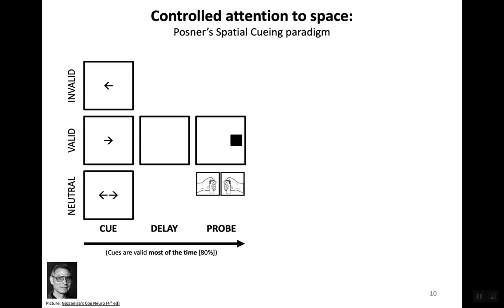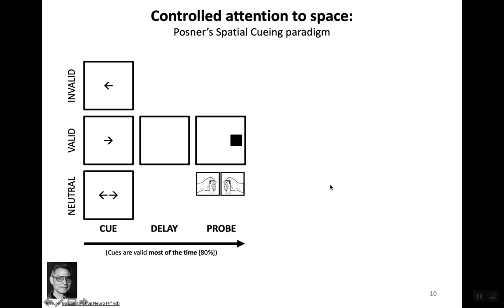However, crucially, on 20% of the trials, that cue is invalid. Which means that the arrow might point you in the right direction and the stimulus appears on the left, or the arrow points you to the left and the stimulus appears on the right. So we refer to that as an invalid trial.